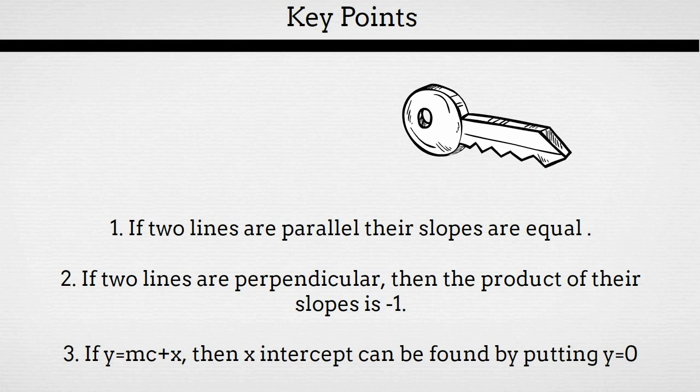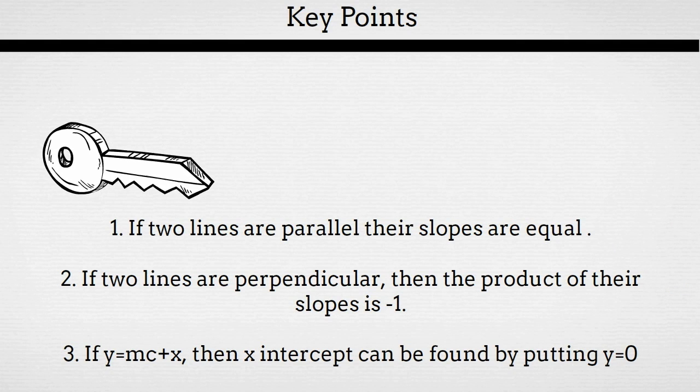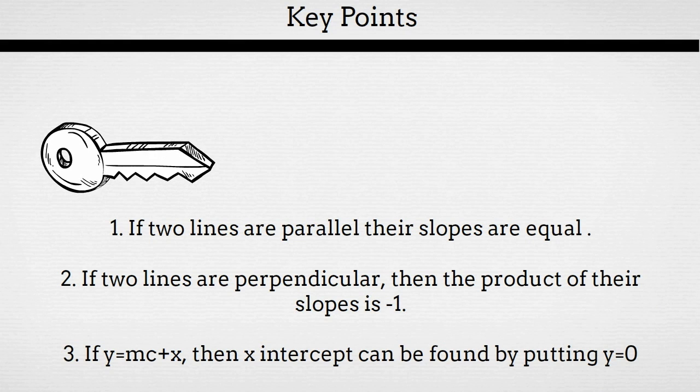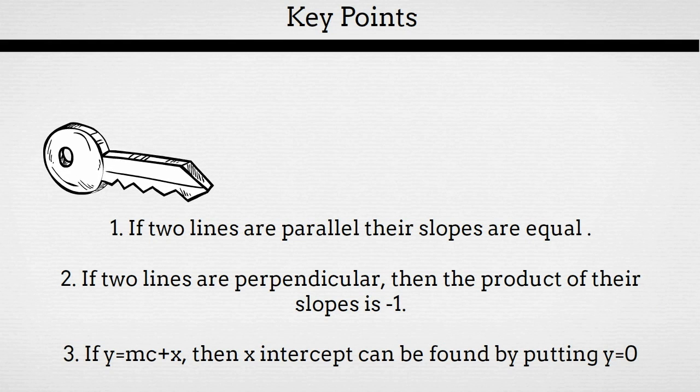Now there are a few key points that you need to remember. Number 1. If two lines are parallel, their slopes are always equal. Number 2. If two lines are perpendicular, then the product of their slopes is minus 1. And number 3. If y is equal to mx plus c, then the x-intercept can be found by putting y as 0.